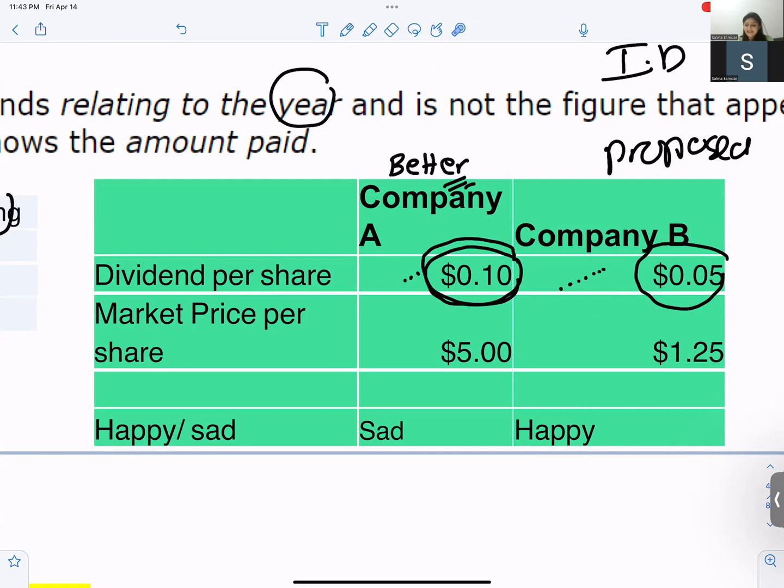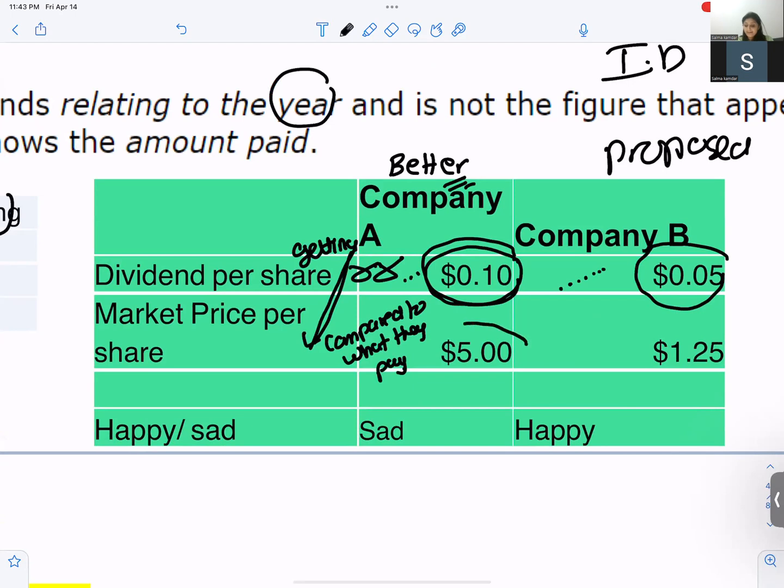The shareholders are never interested in this part. Why are they not interested? Because they want to see how much they are getting compared to what they pay. So when I see company A, the shareholders are paying $5 per share to get a dividend of 0.10.